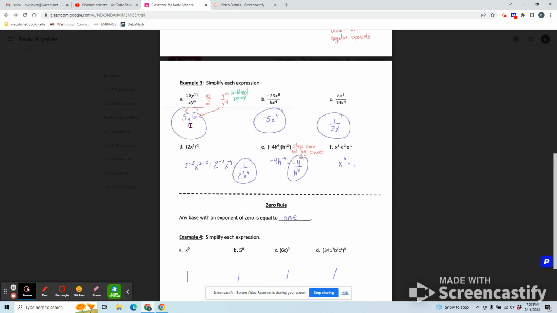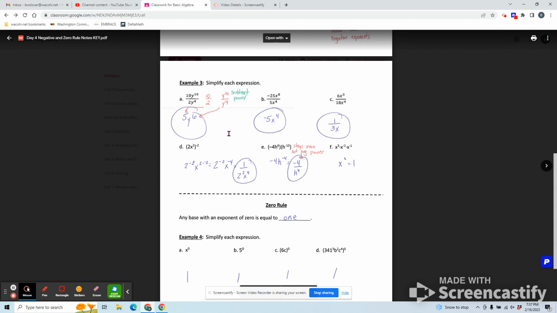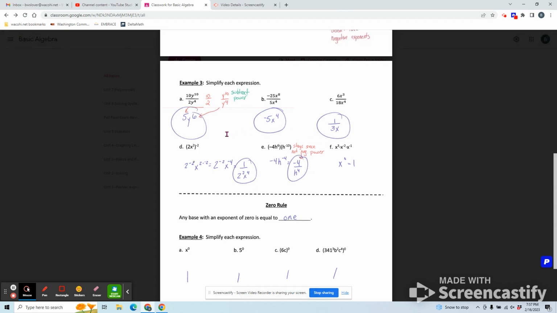So you're like, well, Mr. Silver, that's not what we just learned today. I agree, but now we're practicing all of it together. Everything that we've done so far: the division, the multiplication, power to a power, and the negatives. So it's all in one big example. So we need to take our time to notice what exactly we're seeing.